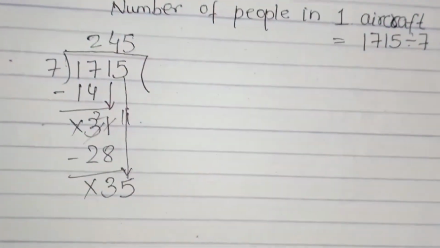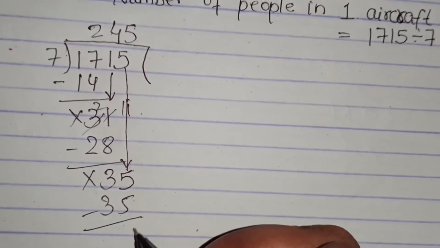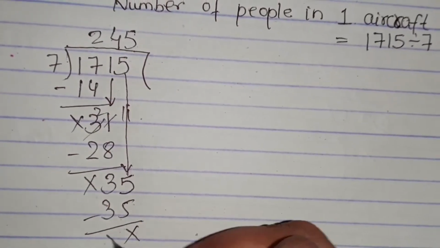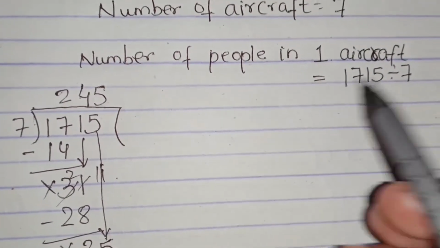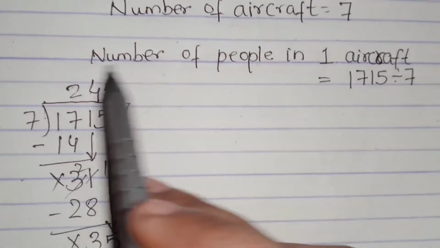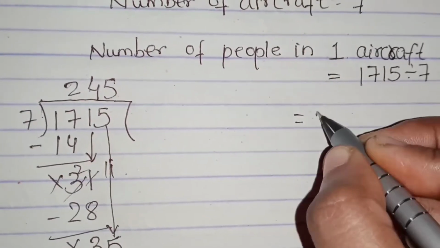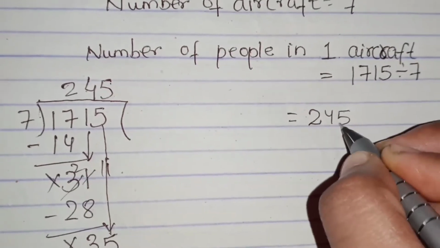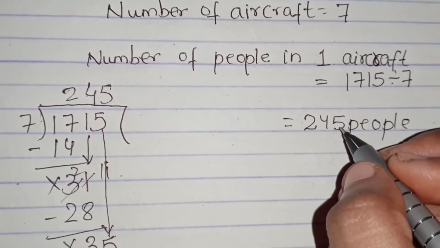7 5 is 35. Okay. Now subtract this. 5 minus 5 is 0, put cross. 3 minus 3 is 0, put cross. Okay. So number of people in one aircraft. So what you have to do? We have to divide. And how much we have got? This is a quotient. Okay. And this is only your answer. And how much it is? 245 people.